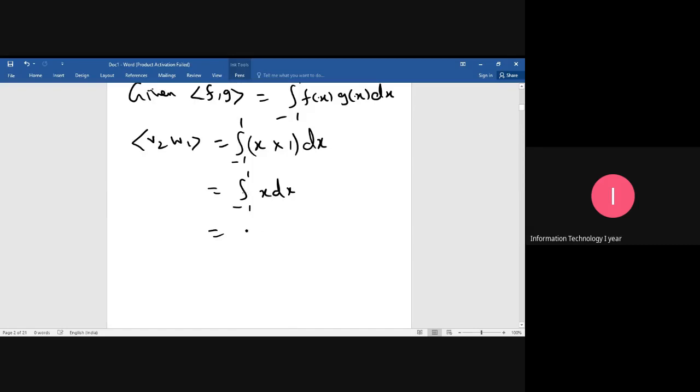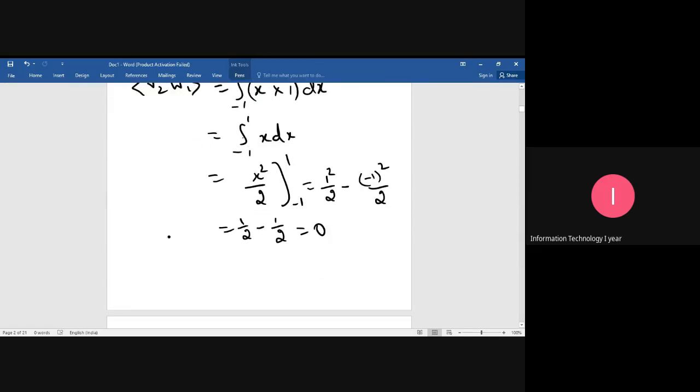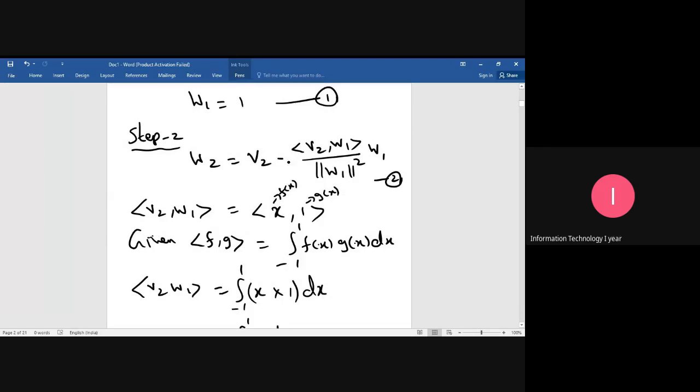The integral of x dx is x square by 2, with limits minus 1 to 1. Applying the limits, the upper limit gives 1 square by 2 minus the lower limit, substituting x by minus 1, so minus 1 whole square by 2. That is 1 by 2 minus 1 by 2, so the answer becomes 0. So the inner product of V2 comma W1 is 0. Therefore, the calculation of W2 is very simple, since this value is 0 and the total term becomes 0.